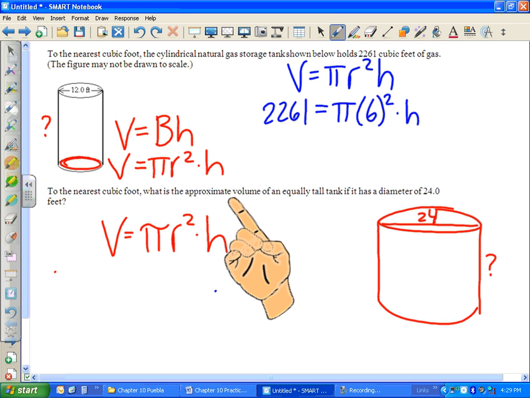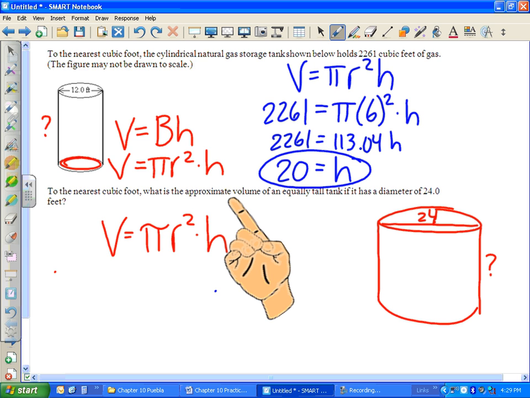So what I'm going to do in my calculator, I'm going to get 36 times 3.14, and that's going to be 113.04h, and then 2261. And then what I'm going to do is divide both sides by 113.04, okay? So 2261 divided by 113.04, my calculator says about 20.0017692. I'm just going to put 20, okay? That's a pretty close approximation. So let's use 20. So that means that now you know that this is 20.